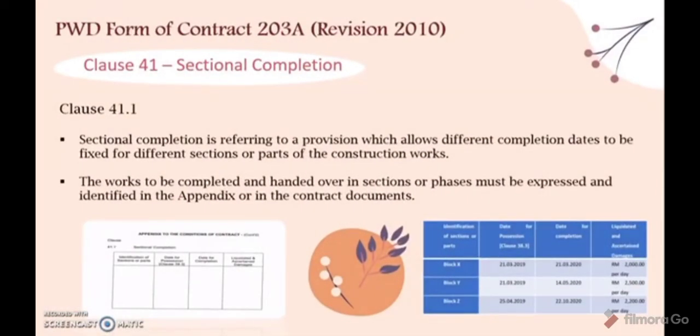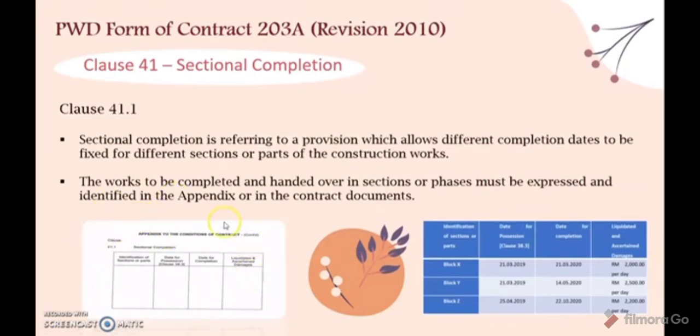With reference to the PWD 223 Form of Contract Revision 2010, sectional completion is mentioned in clause 41. So in clause 41.1, sectional completion is referring to a provision which allows different completion dates to be fixed for different sections or parts of the construction works. Sectional completion is predetermined or pre-planned where the contractor has been informed by the employer at the tender stage. The works to be completed and handed over in sections or phases must be expressed and identified in the appendix or in the contract document.